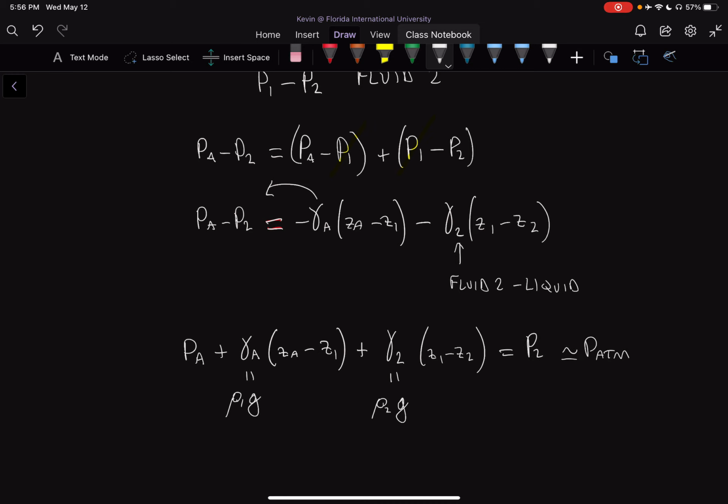And that makes sense, right? If ZA minus Z1 would be equal to 0, so if we look at this first term right here, if the height difference would be 0, this term would disappear. If the height difference would be 0 in this one, this term would disappear and we would just have PA is equal to P0. But because we have a difference in height, PA changes.